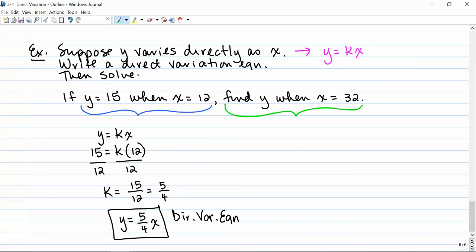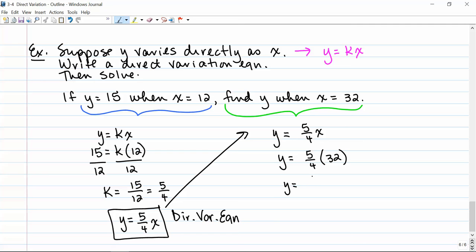Okay, now I'm going to use that equation to do the second part of the problem, which is this right here. It says find y when x equals 32. To do that, I'm going to use that equation, y equals 5/4 x. And I need to find y, so I don't know what that is, but I do know that x is 32. Okay, so y is equal to 5 over 4 times 32 over 1.